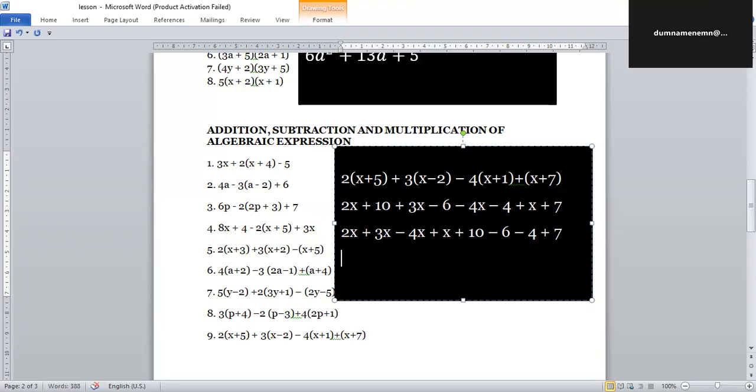All right, so let's add and subtract. So 2x plus 3x is 5x. 5x minus 4x is x. x plus x is 2x. So we're having 2x here. Then 10 minus 6, you're going to have it to be 4. Then 4 minus 4. Oh, when the same number is subtracted, it's going to be 0. So 4 minus 4 is 0. Then you're going to have just 7 remaining, plus 7. So this is the final result for question 9.